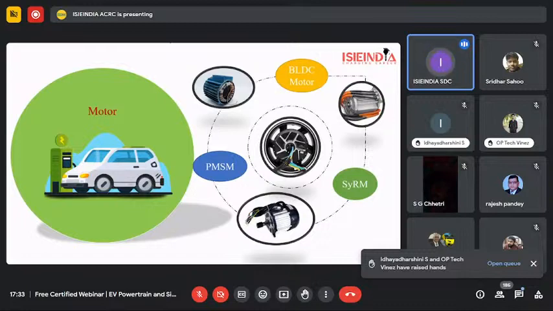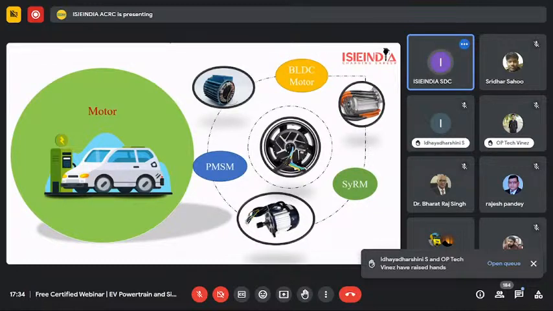Then we have the PMSM motors, which are permanent magnet synchronous motors. Talking about permanent magnet synchronous motors, it is simply a synchronous motor in which AC supply is given to the motor, and because of that AC supply, a rotating magnetic field is produced. These PMSM motors have permanent magnets on their rotor, and because of the rotating magnetic field, they start attracting the permanent magnet, and then there is rotation.